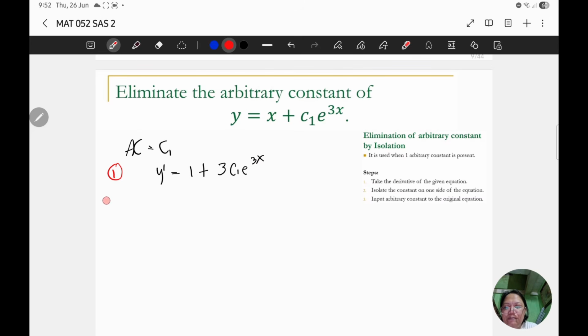Second step is to isolate the constant on one side of the equation. Our arbitrary constant is c sub 1. So, since this is already positive, we will transpose 1 to the left side. So, 1 becomes negative.